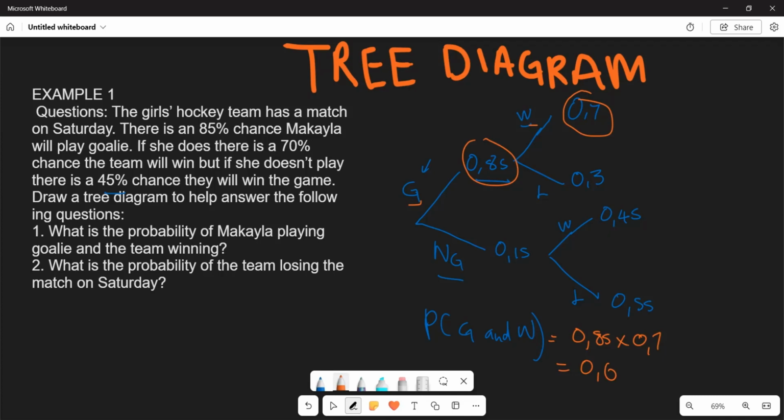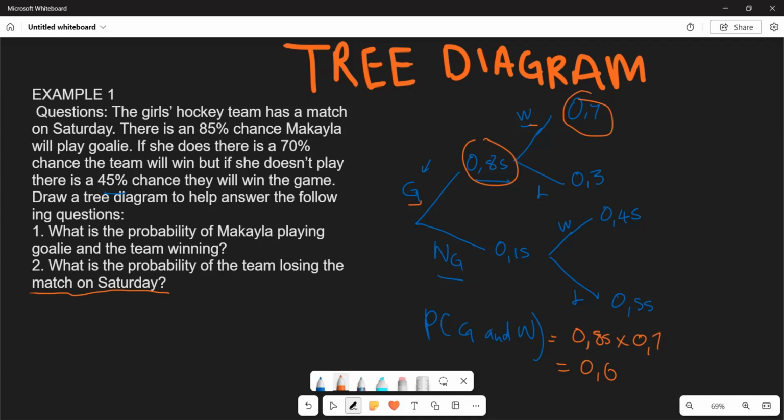Now, let's look at our number 2. They say, what is the probability of the team losing the match on a Saturday? So now we want a probability of what? We want the probability of the team losing the match on Saturday, right? Now, what will then happen there? For us, the probability of losing will be this one. Let's start here.